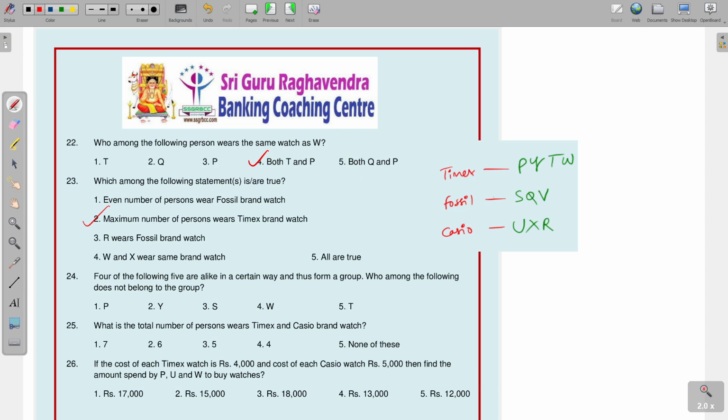Except S, the remaining 4 persons like Timex watch. What is the total number of persons who wear Timex and Casio? Timex is 4 and Casio is 3. That is a total of 7 persons. The cost of each Timex watch is 4,000 and each Casio is 5,000. Find the amount spent by P, U and W to buy watches. P and W both are Timex, that is 4,000 into 2, 8,000. And next, U likes only Casio, that is 5,000. So the total amount is 13,000.